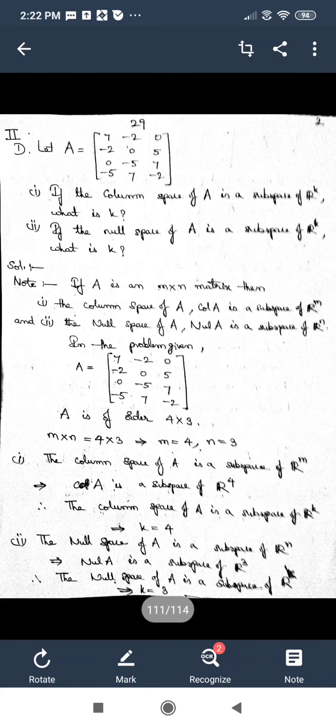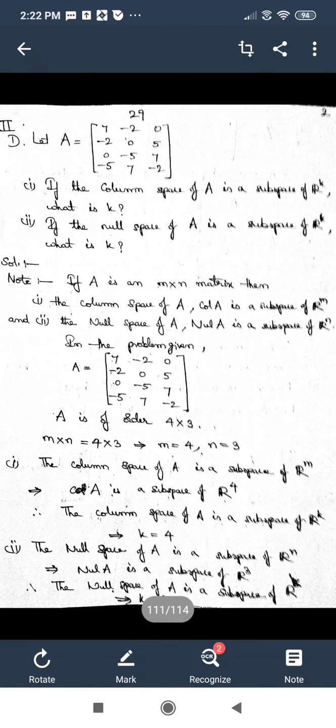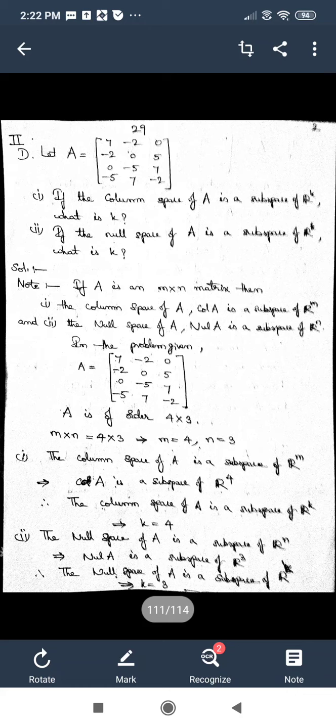So to give the answer for the question as given in the problem, we have to write one more step, and it goes like this. The column space of A is a subspace of Rk, and that means k should have the value 4. So the number of rows in the matrix A is 4, and with that we can say that the column space of A is a subspace of Rm, and m takes the value 4. So if instead of Rm it is Rk, then k should have the value 4.